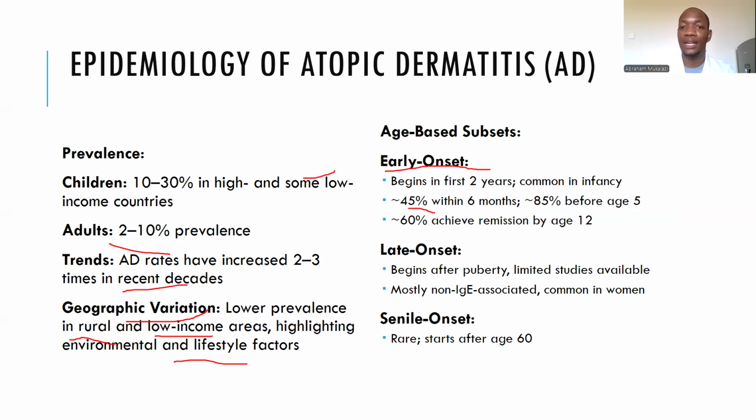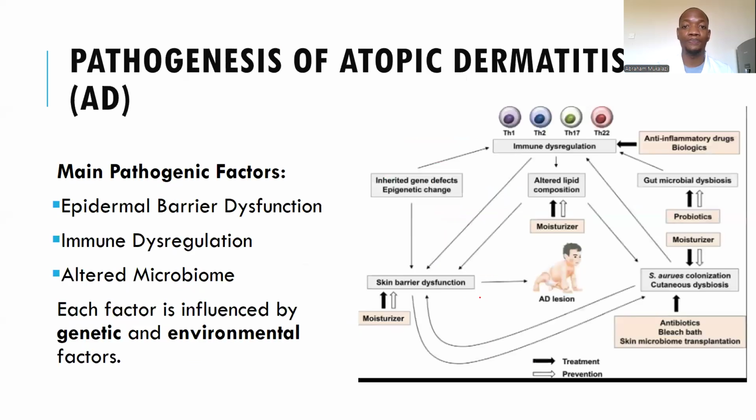And the other classification, the late onset, occurs after puberty, and in this case, there are not many studies to try and categorize them, but we call that late onset. And mostly these are non-IgE associated cases. We said that in this case, they don't have IgE sensitization. Then the last, by classification, we call it the senile onset. This is a little bit rare, and it starts over 60 years of age.